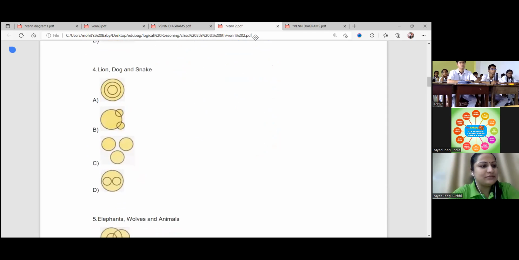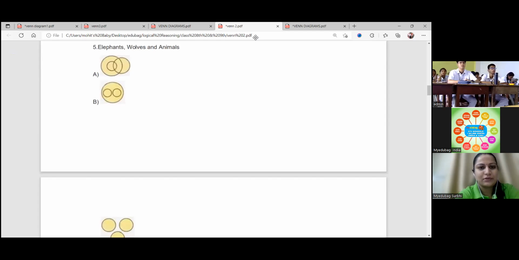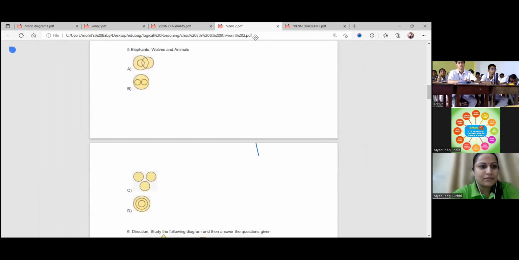Lion, dog, and a snake. It is the third one, C. There's no relationship. Elephant, wolves, and animals. It is the second one. There is no relationship between an elephant and a wolf, but they both are animals.